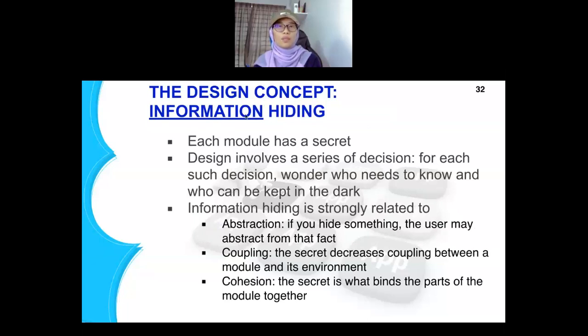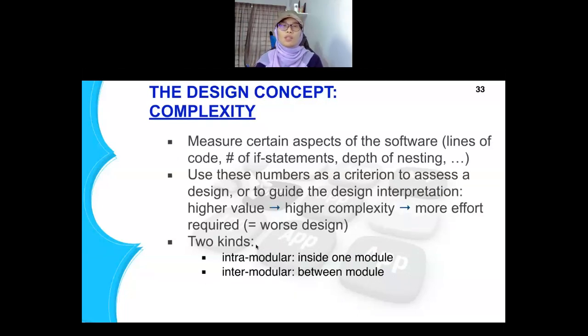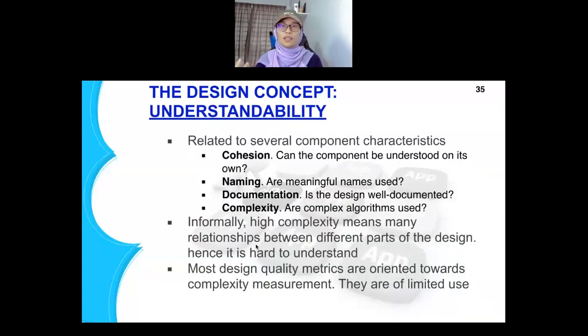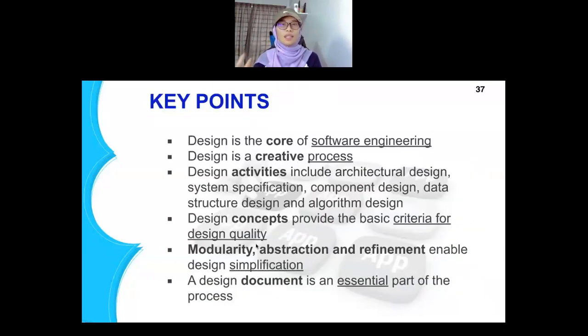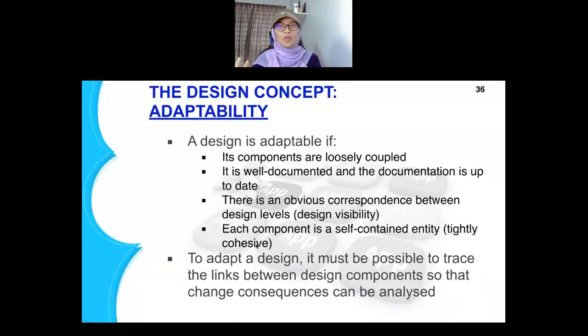Information hiding. So this is the explanation of information hiding. Each module has a secret. Design involves a series of decisions. Information hiding is strongly related to abstraction, coupling, and also cohesion. This is only the concept: complexity, top-down design, understandability, adaptability. You just need to understand the overall definition, the general idea.